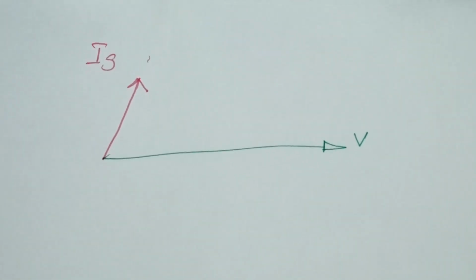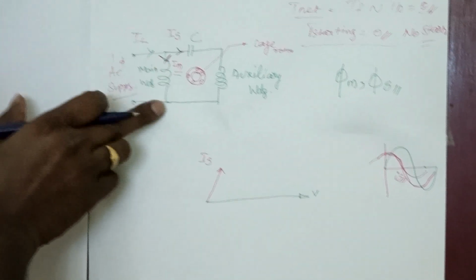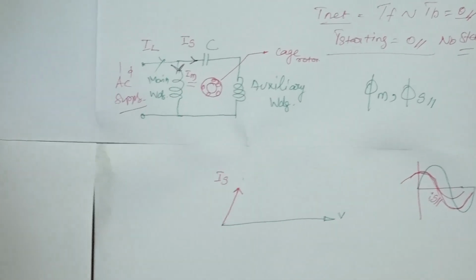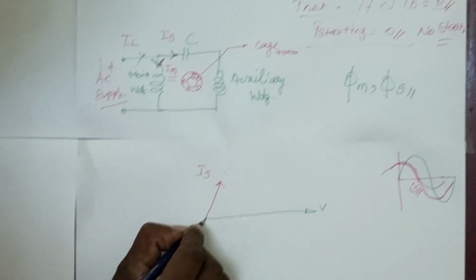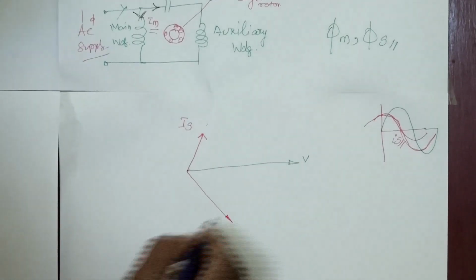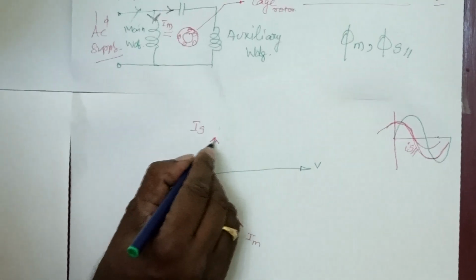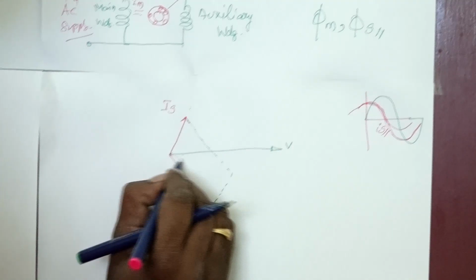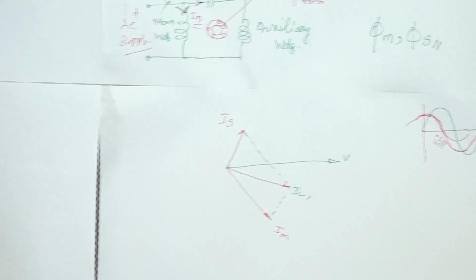Afterwards, the main field current, or running winding current, is from a high reactance winding. Due to the high reactance, the current lags the supply voltage by nearly 90 degrees. So this is your I main. The resultant current, or line current, which is the vector sum of the two, is this one. This is the actual line current or resultant current.